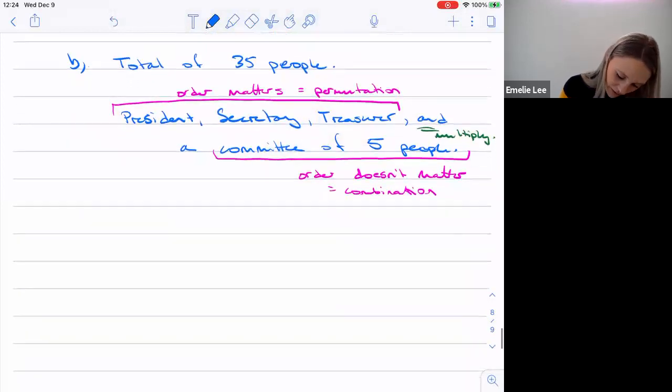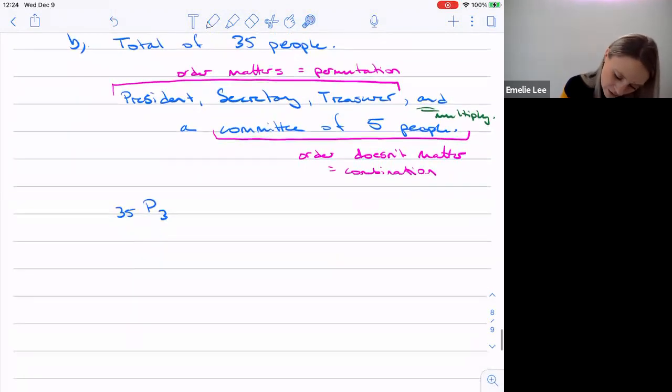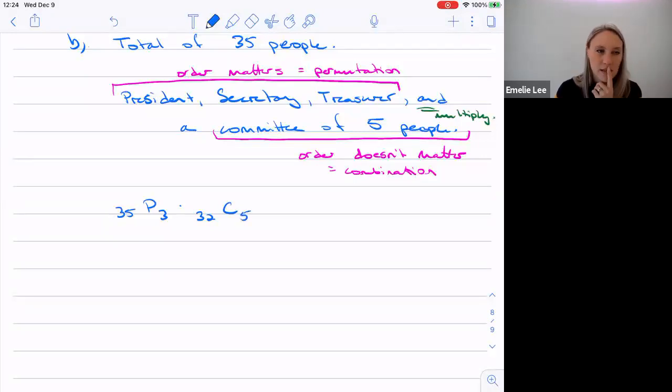So we've got 35 people originally, right? I'm picking a group of 3 people where order matters. So I'm going to have 35P3. And then here, I've extracted 3 people from that 35. So for the committee, I only have 32 to choose from, right? And so I have times 32 choose 5. Okay.